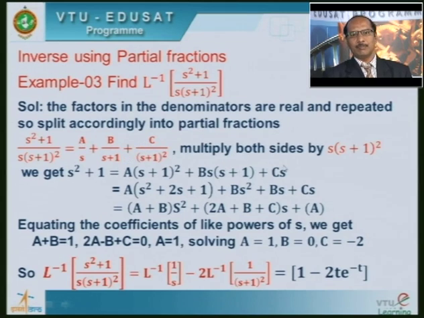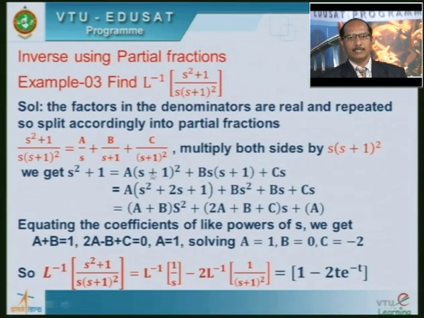For that, we multiply both the sides by the denominator term S into S plus 1 whole square. By doing that, we get on the left hand side S square plus 1, this denominator term cancels, is equal to A into S plus 1 whole square, where S cancels, plus B into S plus 1, where S plus 1 cancels in S into S plus 1 whole square, plus C into S, where S plus 1 whole square cancels entirely and only S remains. So, this equation is reduced this way.